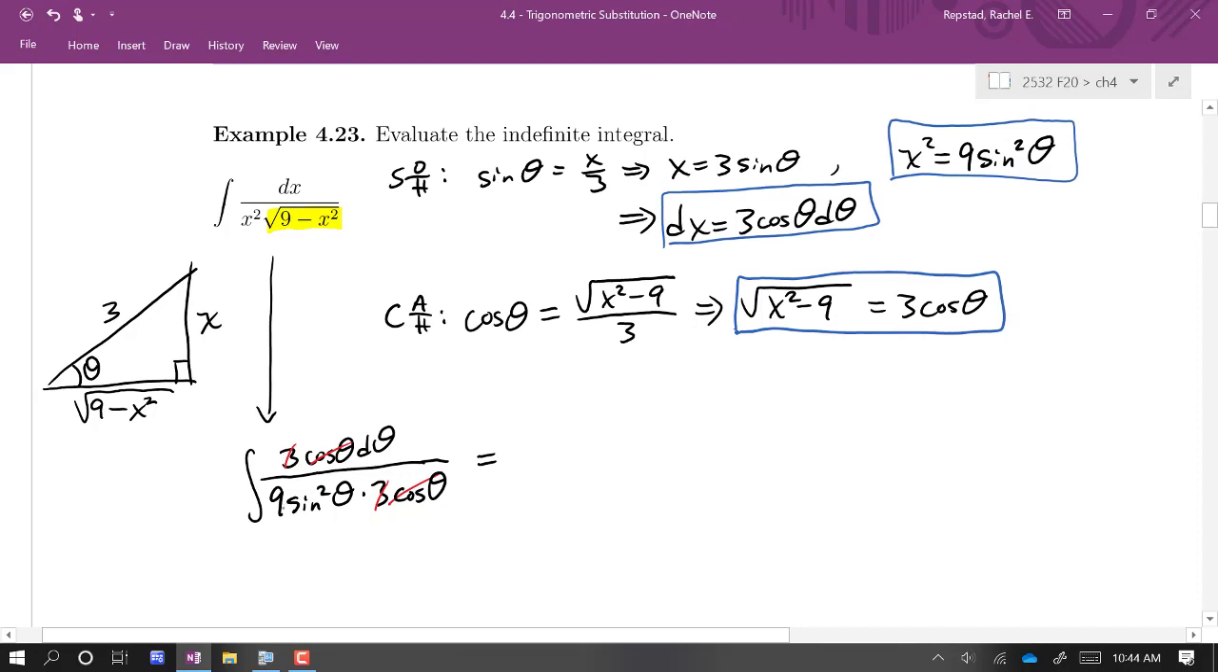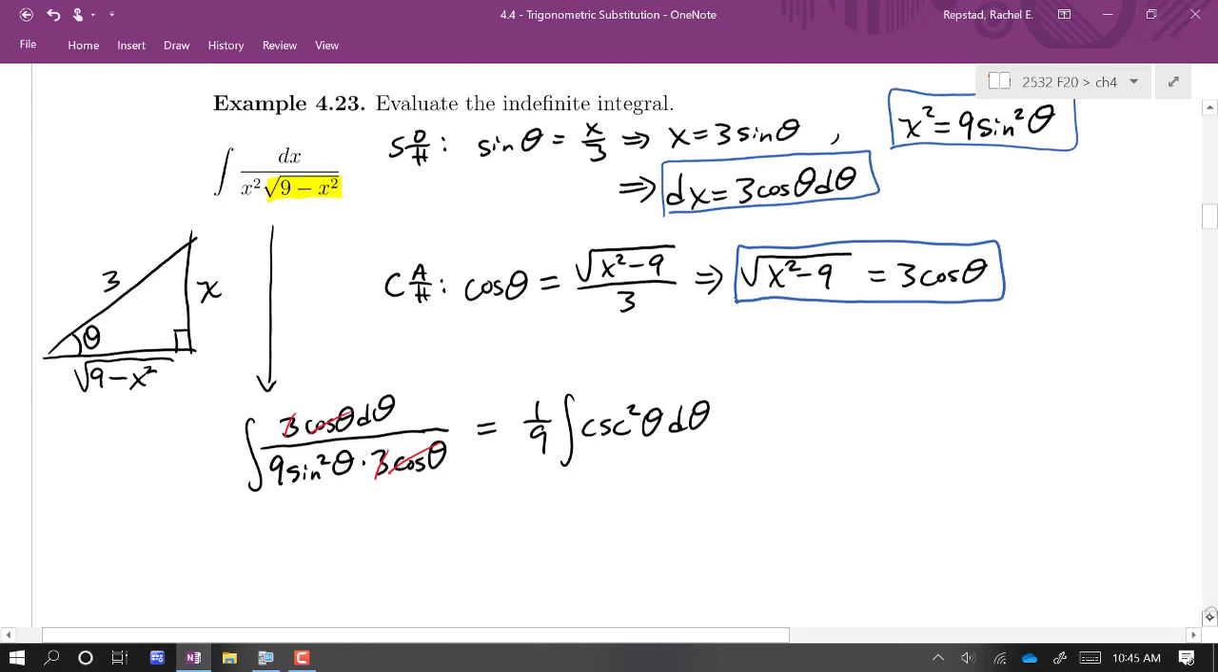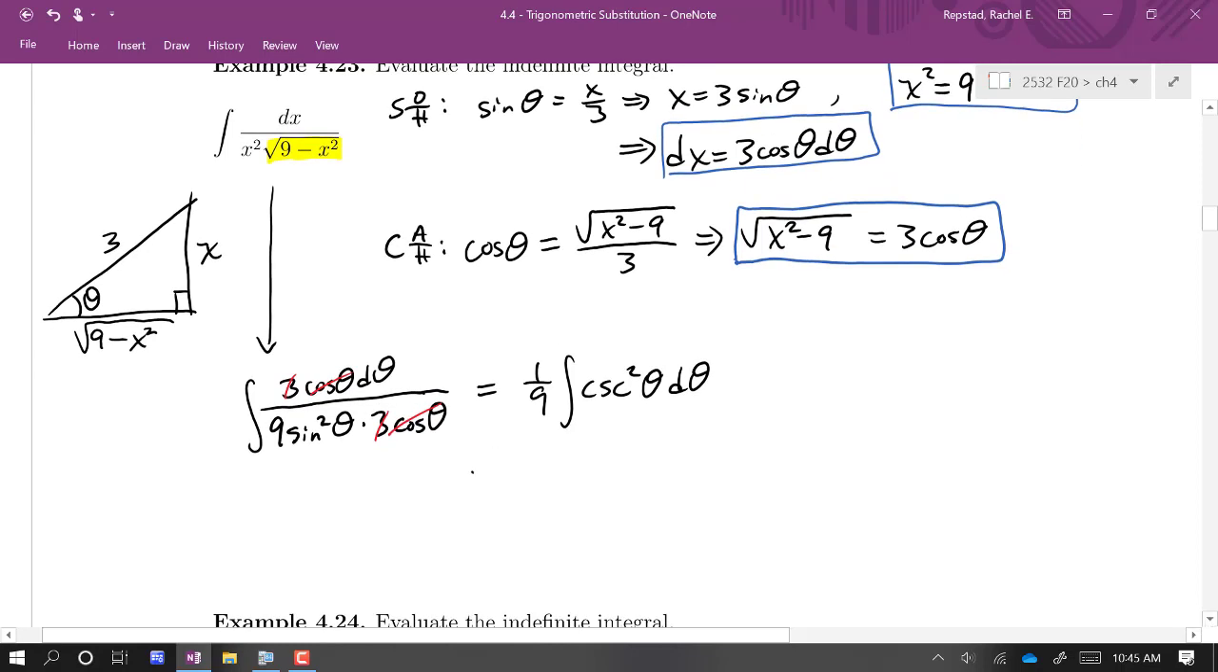I'm going to pull out this factor of 1/9. And then a sine squared in the bottom, well, that's cosecant squared theta d theta. We know the integral of cosecant squared, that's a negative cotan squared, so this is minus 1/9 cotan squared theta plus a constant. Now we are almost done, but we should remember we started out with an integral with x's. The answer should not be a function with thetas. So we have to make our substitution back, and I just use SOHCAHTOA again.